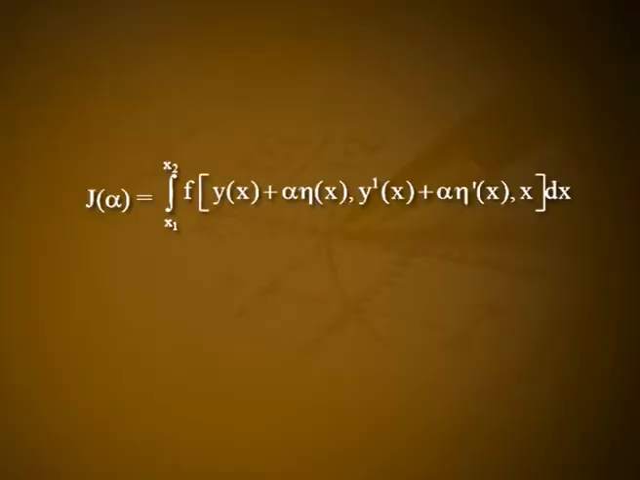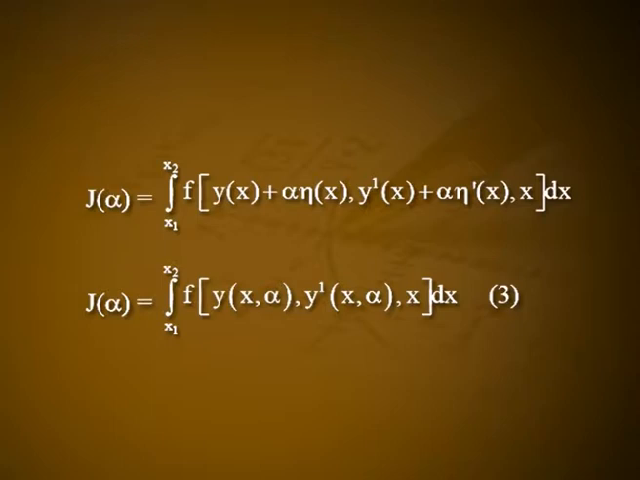J of alpha is equal to integral from x1 to x2 f of y of x plus alpha into eta of x, comma y dash of x plus alpha into eta dash of x, comma x dx. J of alpha is equal to integral from x1 to x2 f of y of x comma alpha, comma y dash of x comma alpha, comma x dx. Let it be equation number 3. The condition for obtaining a stationary point or an extremum for alpha is equal to 0 is that dJ divided by d alpha at alpha is equal to 0 is equal to 0.